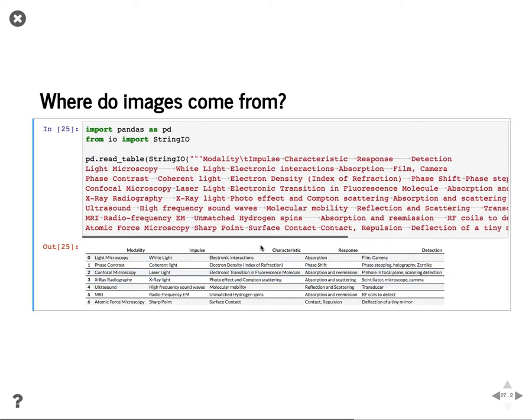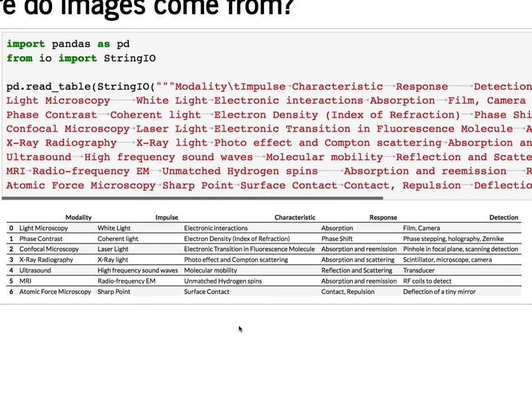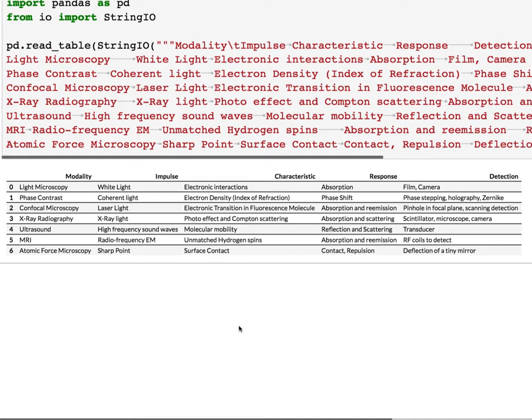And so now, if we look, again, these tables are too small, at the standard techniques we have in imaging. If you look at light microscopy, the impulse is white light. The characteristic is electronic interactions of the light with the sample. The response is absorption. And so if there is an interaction, the light will get absorbed. If not, it won't. And the detection is then sort of a film or a camera.